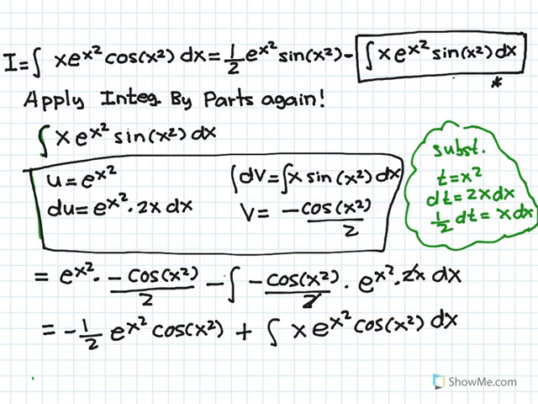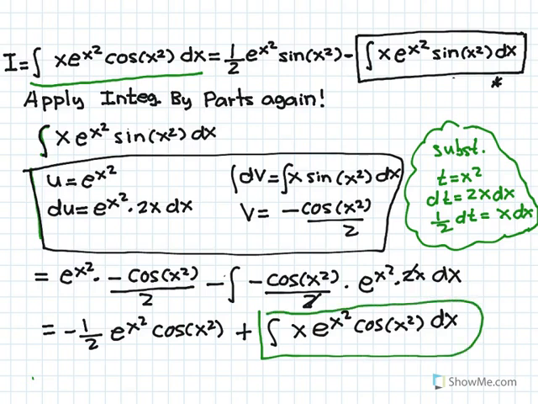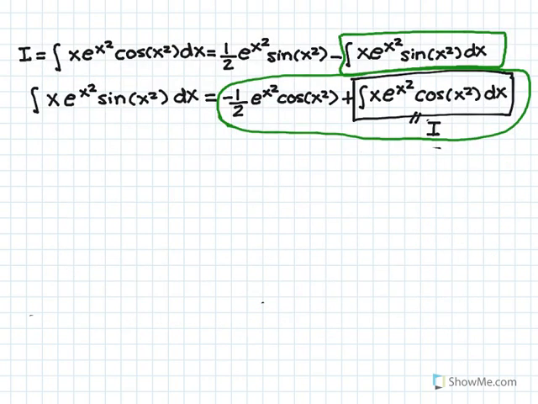Now we can see that the integral that we were looking for, which is this part here, integral x e to the x squared times cosine of x squared dx, that integral has reappeared. This is the recursive nature of the problem. So you can see now we can solve this. So we had I is equal to integral x e to the x squared times cos of x squared dx. That's equal to 1/2 e to the x squared times sin of x squared minus integral x e to the x squared times sin of x squared dx. And we integrated this part again, applying integration by parts, and we got negative 1/2 e to the x squared times cosine of x squared plus integral x times e to the x squared times cosine of x squared dx. So what we were seeking has reappeared.